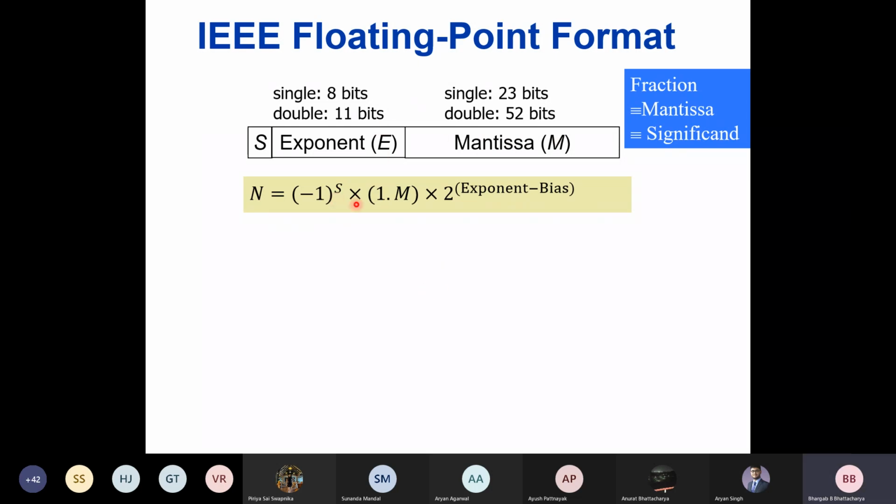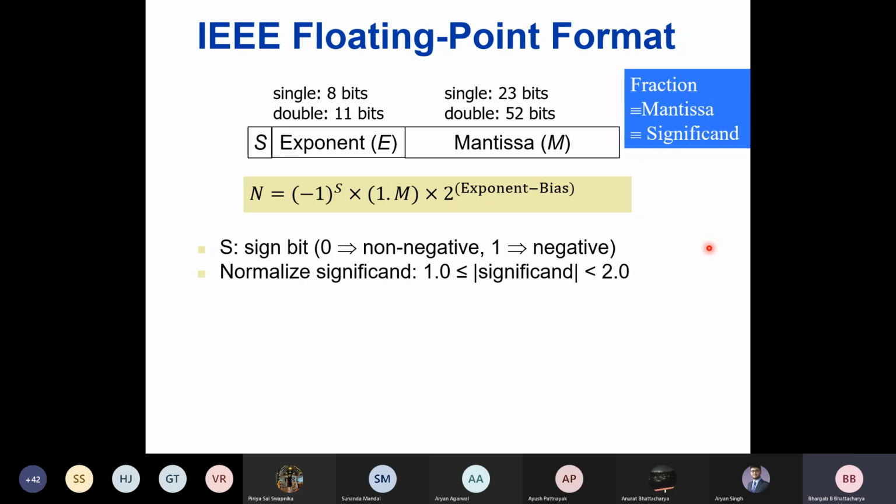Okay, so (-1)^s times 1.m times 2 to the power exponent minus bias. As you can see, the exponent is excess biased, so there is a bias here. My question is, why is there this bias? Sign 0 means non-negative, 1 means negative. What is the value of this mantissa, I mean the significand? What is the minimum value of the significand? This may be all 0.